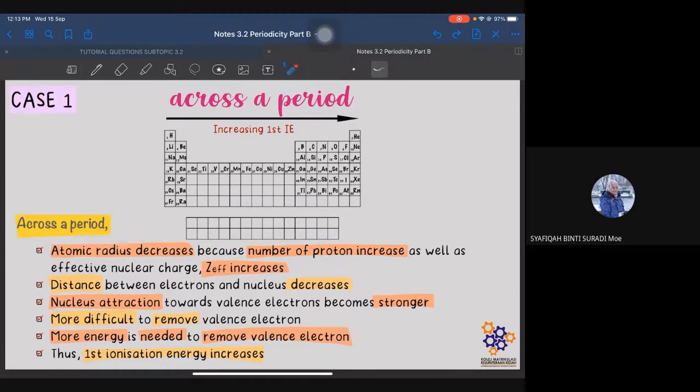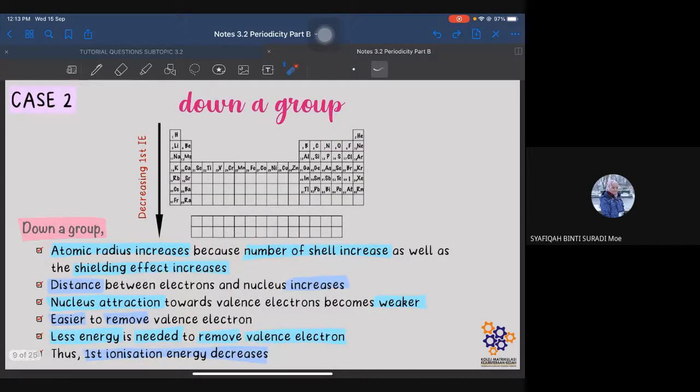Okay. Now, second case kita tengok down the group. Okay, for down the group punya trend, so kita tahu down the group, size of atomic radius become larger or increases. So atomic radius increases or becomes larger lah because number of shell increases sebab down the group N makin tinggi. Okay, so bila N makin tinggi, shielding effect pun increase. Okay, so what happen bila shielding effect increase? Okay, the electron are held less tightly towards the nucleus. Okay, sebab the distance between the electrons and the nucleus increases.